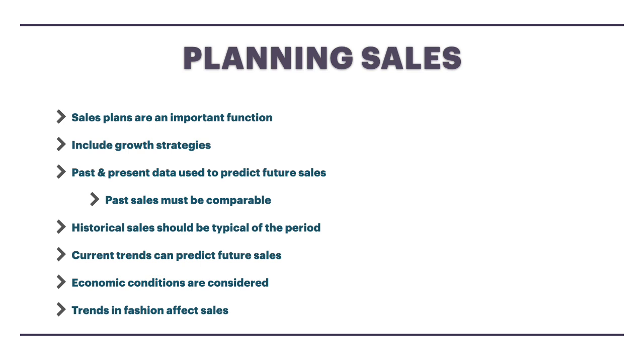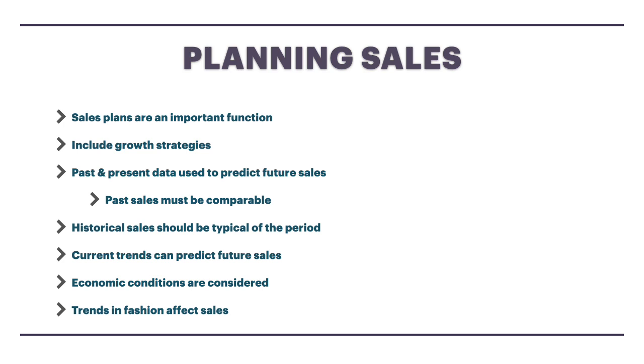Some things that are included in sales plans are your growth strategies. You will also take into consideration any past and present data used so that you can predict those future sales. Past sales, though, must be comparable. Also, any historical sales that are used should be typical of the period. Current trends can predict future sales.